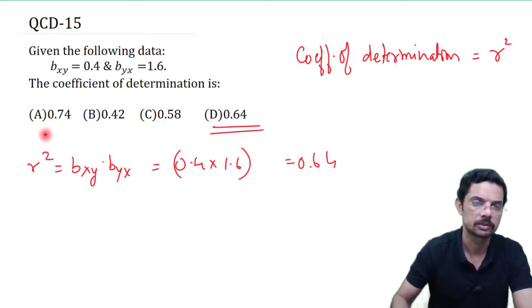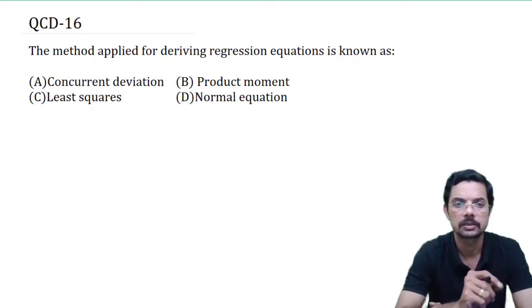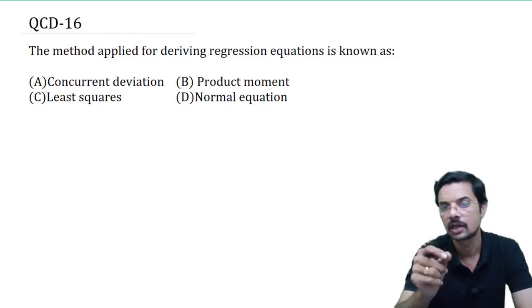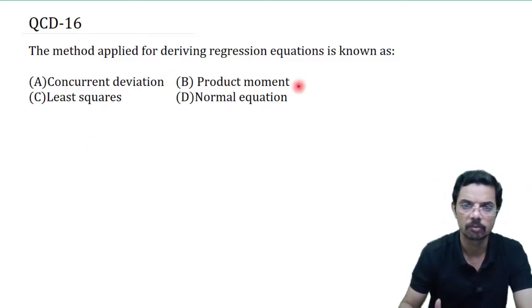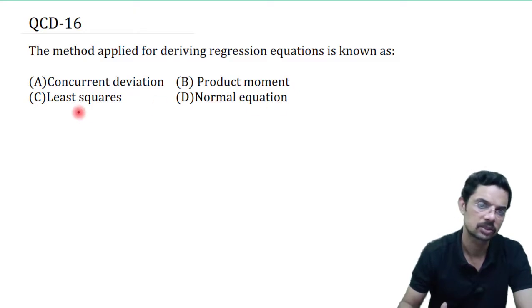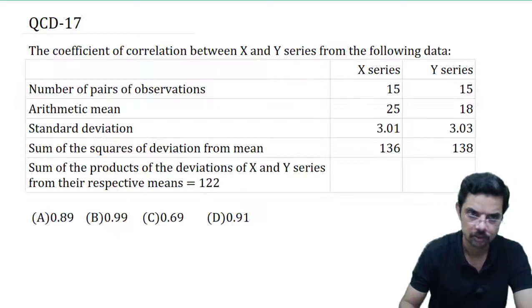Next question, question number 16. Here the method applied for deriving the regression equations is known as the method of concurrent deviation, the product moment method, the normal equation, or the least squares method. Okay, it is the least squares method, the method of least squares. Next question, question number 17.